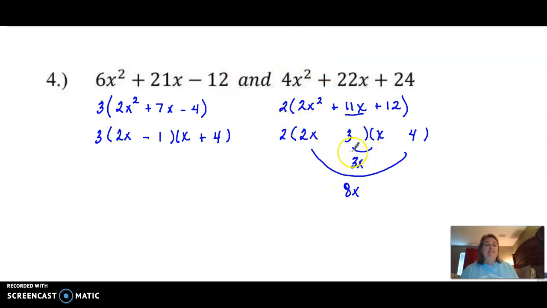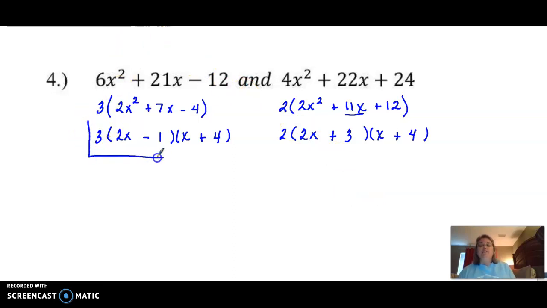Remember my signs, I need a positive, so I need to add both of these. This will be plus, and this will be plus. With our double chin pencil, we can erase our double chin and then go look for our common factors. What's common between those? Notice this one has an x plus 4, and so does this one. So I can take out an x plus 4.